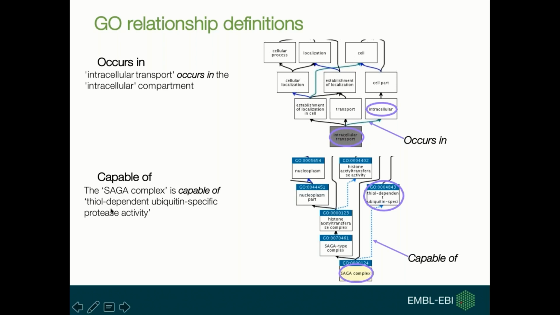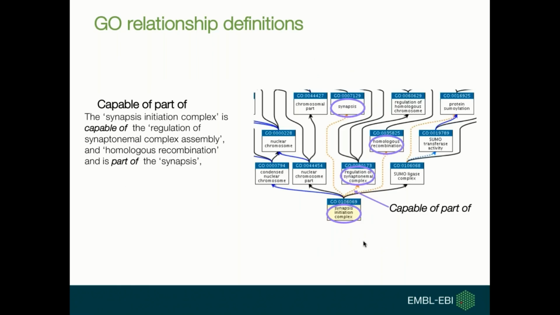Capable of: in this case, we say, for example, the SAGA complex is capable of thiol-dependent ubiquitin-specific protease activity. So this complex is capable of having this molecular function. And then there's capable of, part of. This one's a little bit more confusing to understand because it consists of two different relationships merged into one, but when you see how we have it here, it's a little bit more obvious.